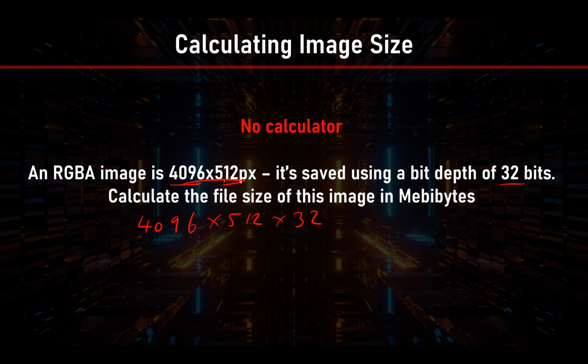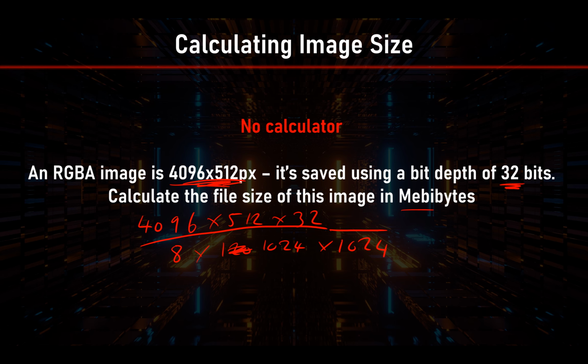So of course, this is going to be how many pixels, right? Then we say each pixel is 32 bits. Then if we want to convert to Mebibytes, well, first we just need to divide by 8. Then what Mebi is going to be is 1024 squared. So let's go times 1024 times 1024.